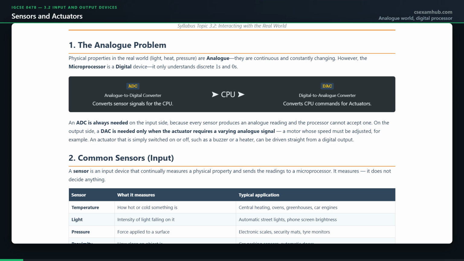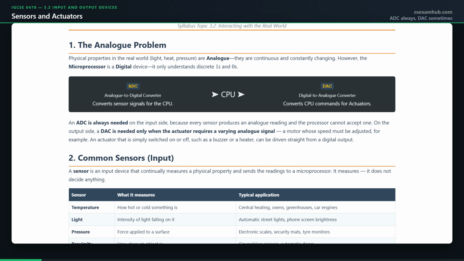Physical properties in the real world, light, heat, pressure, sound, are analog. They are continuous, and they change constantly and by any amount. A microprocessor is a digital device. It only understands ones and zeros, discrete values. Those two things cannot talk to each other directly, so a converter has to sit between them.